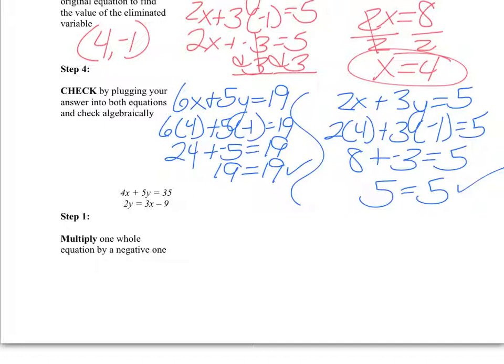Looking down at the next problem, you'll notice again that my variables don't line up. Those x's and y's don't match. So the very first thing I have to do is take that bottom equation and add -3x to each side. So now what I have is 4x plus 5y equaling 35. And I have -3x plus 2y equaling -9.